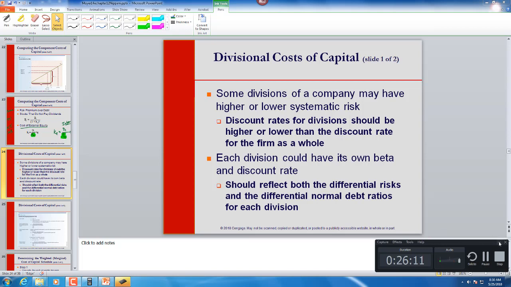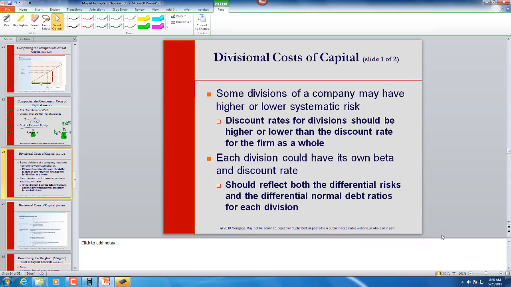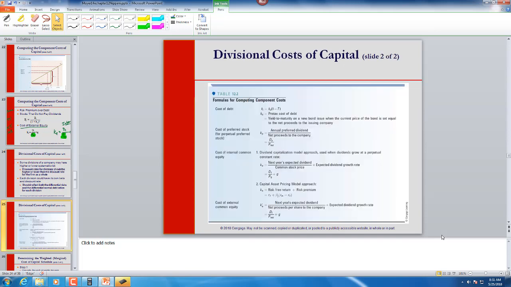All right, y'all, you can take a look at this. Some divisions of a company may have higher or lower systematic risk, and that's possible. Each division could have its own beta or discount rate. For example, if you look at a big company like General Motors, they have several lines: the GM line, the Chevrolet line, the Cadillac line. Each could have their own way of doing things.